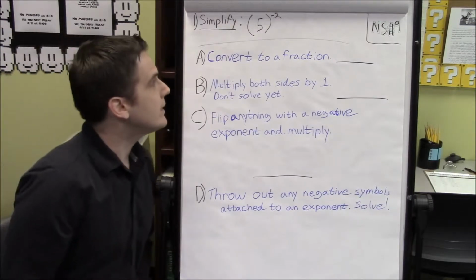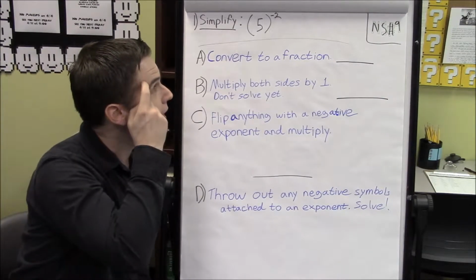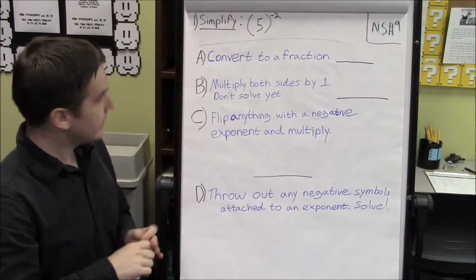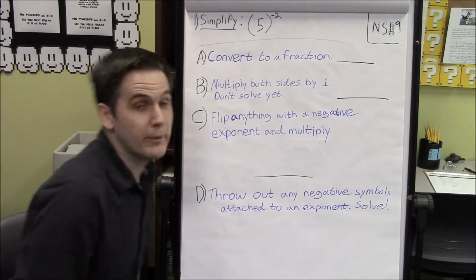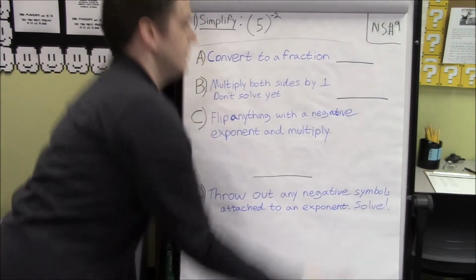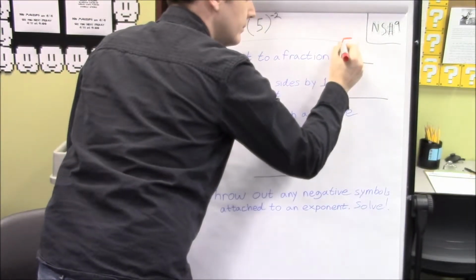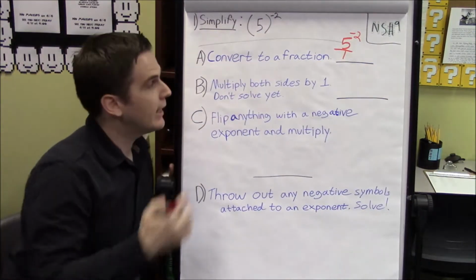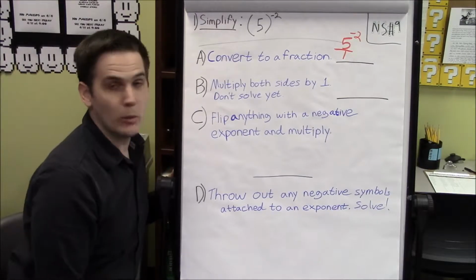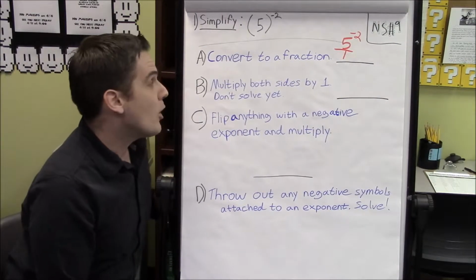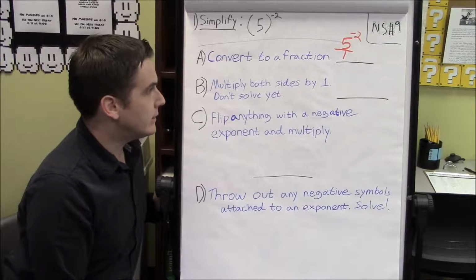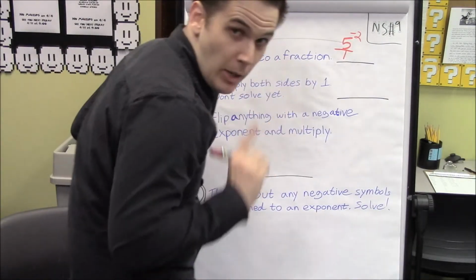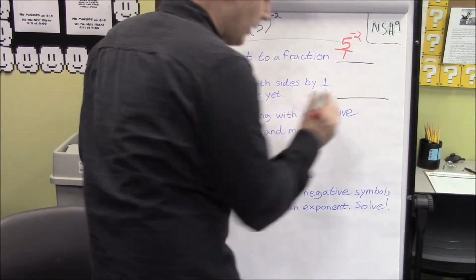So number 1 says to simplify 5 to the negative second power. Step 1 is going to be to convert it into a fraction. Most of you know this. To turn into a fraction, put it over 1. B. Multiply both sides by 1, but don't solve it just yet. This is what I mean by that. And you'll understand why in just a minute.